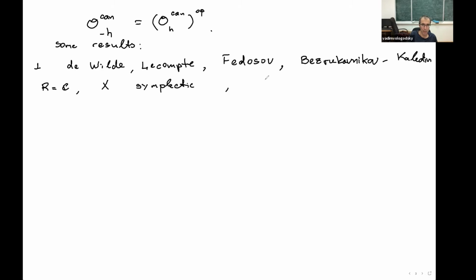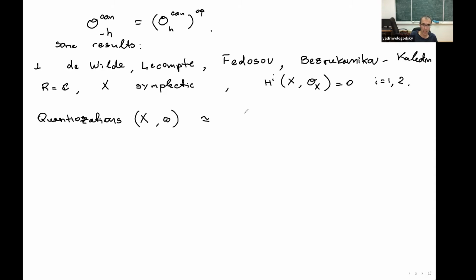In addition, they require that certain homology of the structure sheaf vanish in degrees i equal to 1 and 2. So what they proved is that the set of isomorphism classes of quantizations of (X, omega) is in bijection with elements in de Rham homology, second de Rham homology of X, tensored with power series. So power series with coefficients in this vector space.